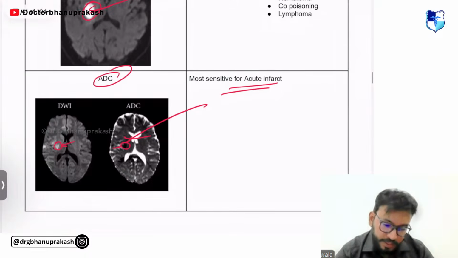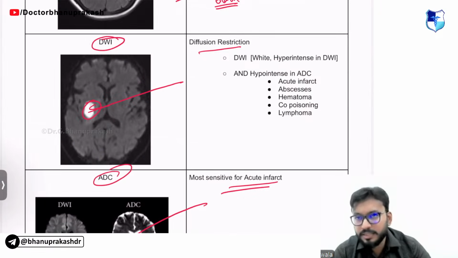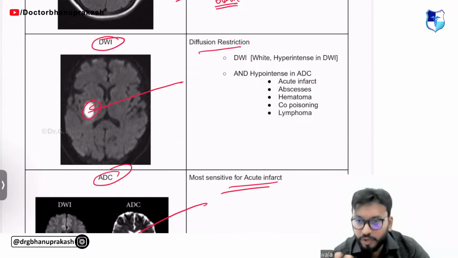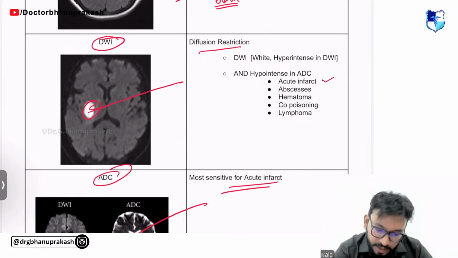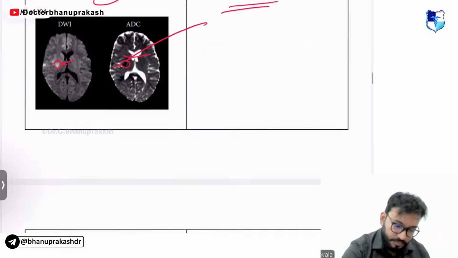If you want to know the other causes of diffusion restriction, you can look them up. But since there is a time constraint for me and for you, just remember acute infarct and abscesses. These two should be enough for diffusion restriction. Moving on.